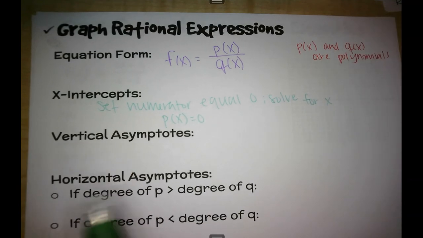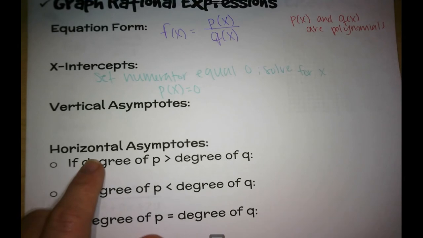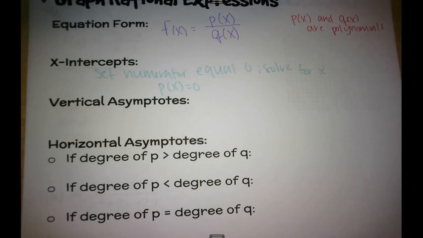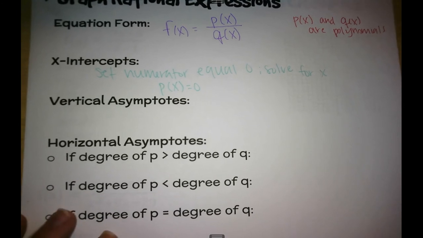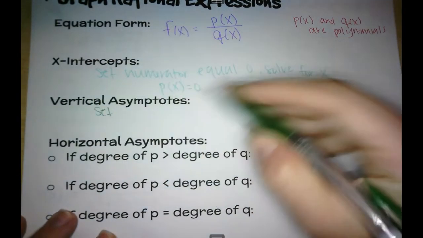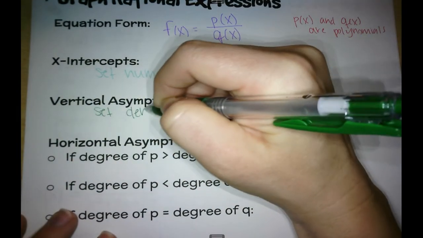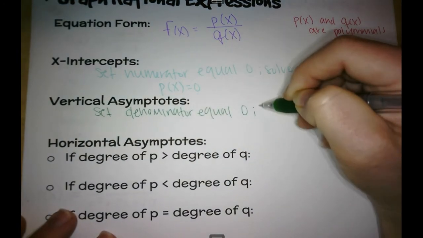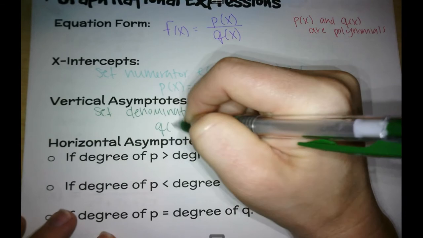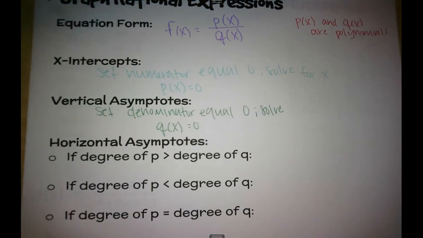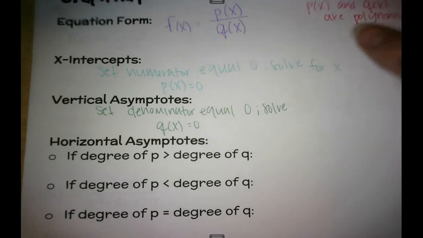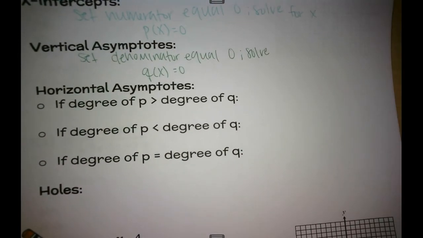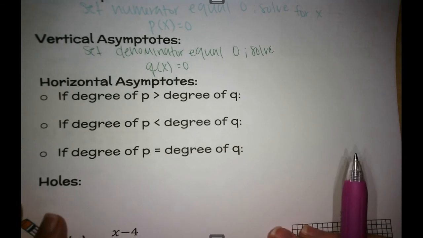All right, to find our vertical asymptote, remember our asymptotes are lines that our graphs don't ever cross. They get real close to, but don't touch. We're going to set the bottom function, our denominator, equal to 0 and solve. So we're going to say q of x equals 0. All right, I'm going through these real fast because it's going to make more sense when we get to actually looking at a couple of problems.